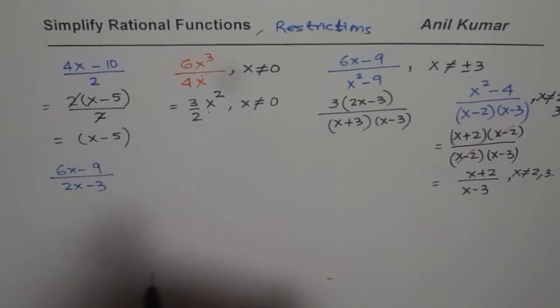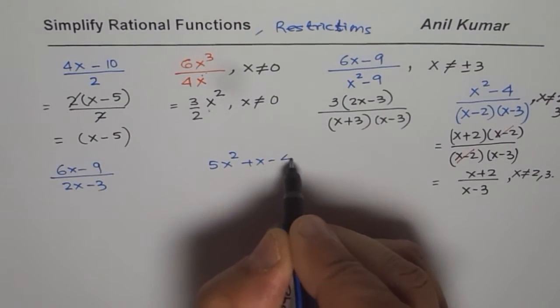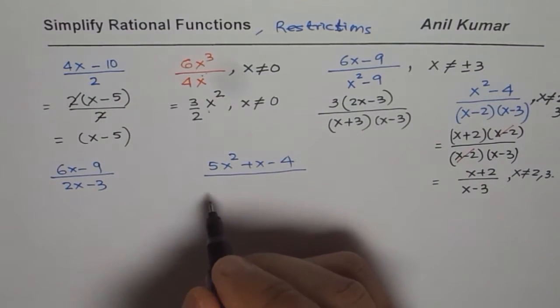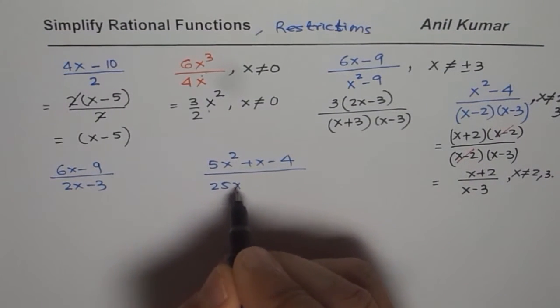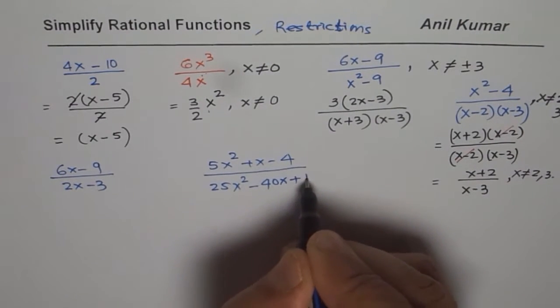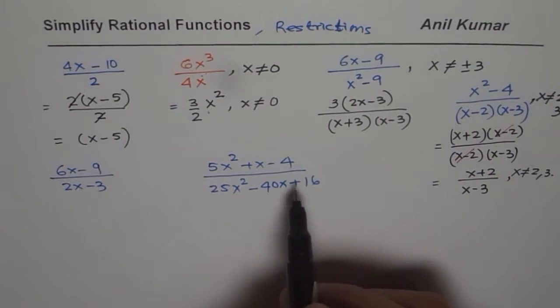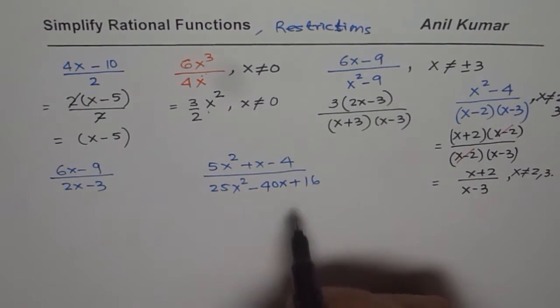So let me take a quadratic equation. For example, 5x squared plus x minus 4 divided by 25x squared, I'm trying to make it a perfect square, minus 40x plus 16, right? So these are two examples for you to work with. You can pause the video, solve these two questions, write restrictions after simplification, and then check with my answer.